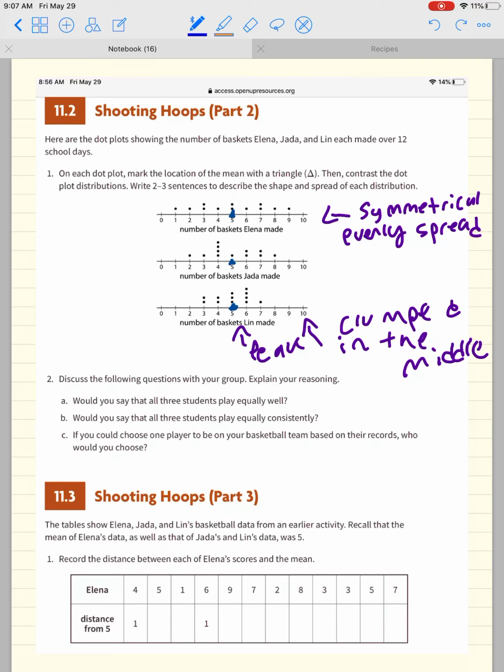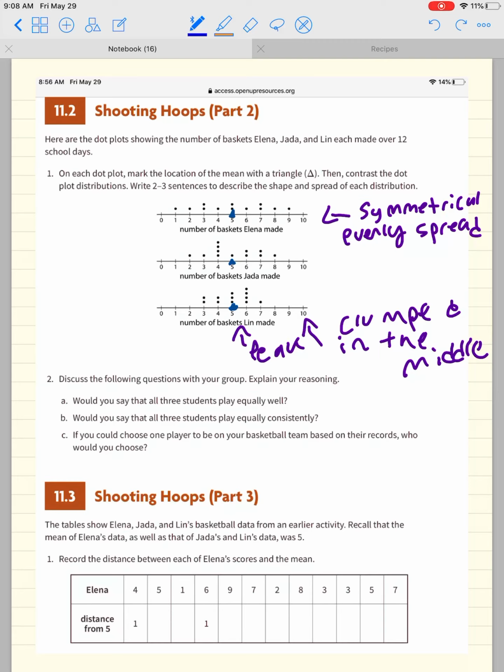All right, now let's think about what these distributions actually mean about their basketball playing. So A says, would you say that all 3 students play equally well? Well, let's think about it. They all average about 5 baskets a day. But if you look at Elena, she's making 1 basket one day, 2 baskets another day, 9 baskets another day. So is that the same? Is she playing just as well as Lynn, who's making 6 baskets a lot of days and 5 baskets a lot of days, but has never only made 1 or 2 baskets? That's up to you to decide. So what do you think? Do you think they're playing equally? Do you think they're not?